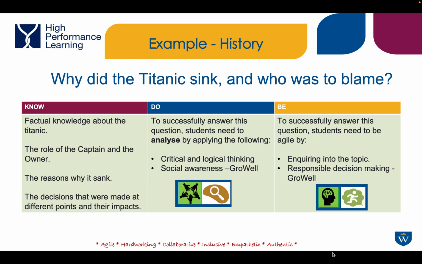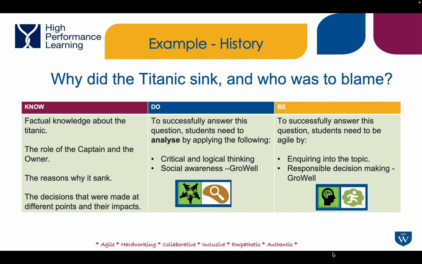Then what are they doing? To successfully answer this question, students need to analyze. So they're going to apply the ACPs under the analyzing umbrella. For this one, it's critical and logical thinking. You can see how the students will need to think critically and logically to answer this question. They will use the information that they know. These are the things I know about the Titanic. And they will use it critically and logically to answer that question. They will have to show a social awareness around making good choices. Like, this is what I know, and I'm going to make those choices to show a social awareness around why did the Titanic sink and who was to blame.